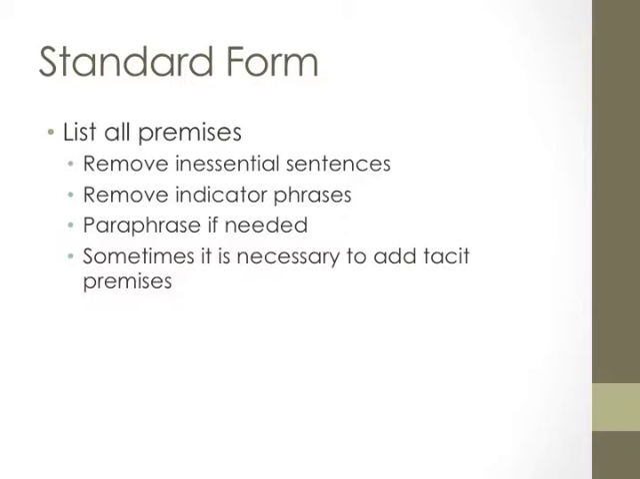Also, sometimes authors, when they present an argument, leave out some premises that are important but that they think their audience will be able to fill in, right? Well, sometimes in order to evaluate the arguments, you have to add some tacit or implicit premises. So once you have listed all premises, the next step is the conclusion, and then you have basically the skeleton of the argument.